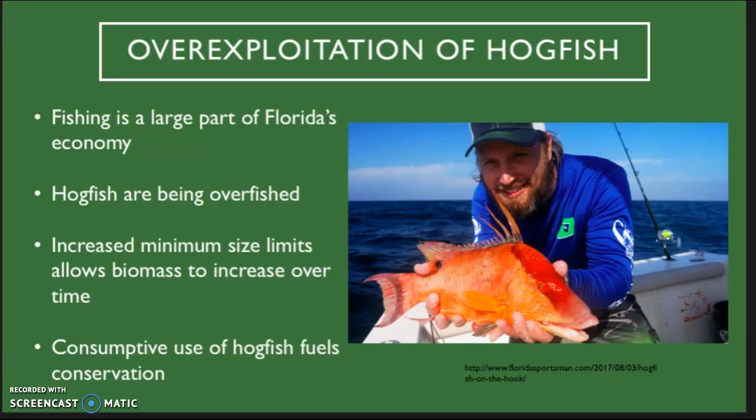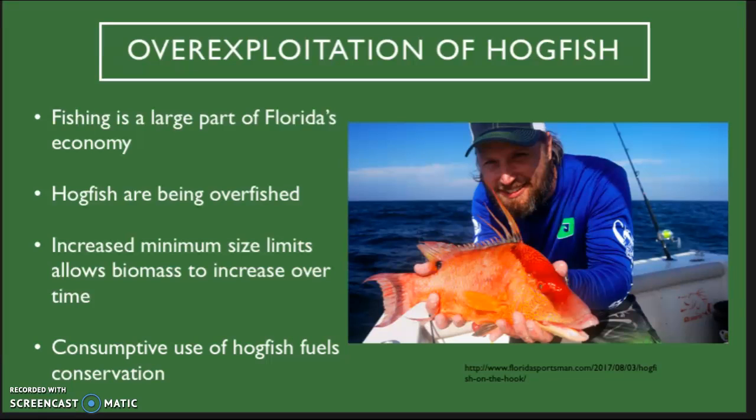Hogfish are an important fish in the Florida marine ecosystem, as well as in the Florida economy, and these fish have been overfished. To address this, the Florida Fish and Wildlife Conservation Commission has lowered the bag limit of hogfish, set a recreational harvest season, and increased the minimum size limit with the hopes that these measures will help to rebuild the stock. By increasing the minimum size limit, this allows for the biomass of fish populations to increase over time and lessen the effects of fishing down.